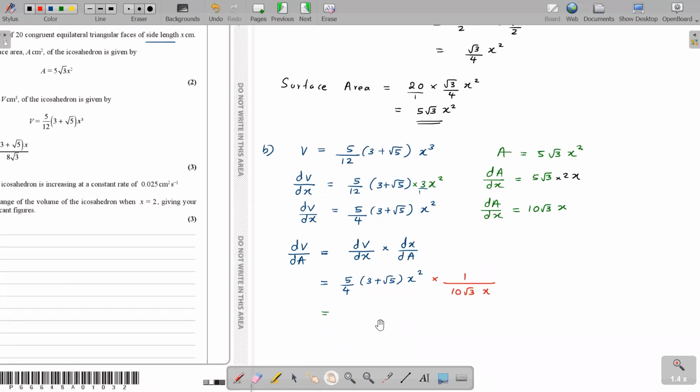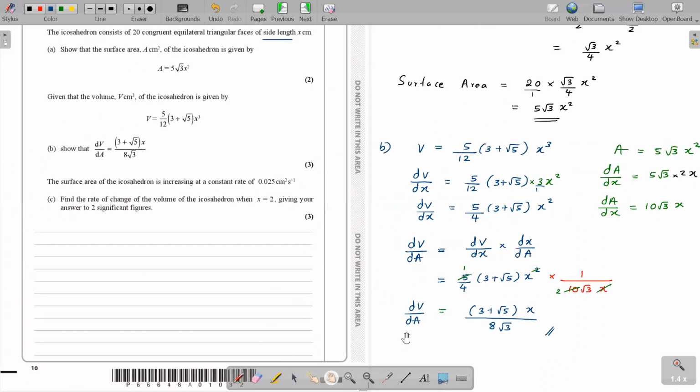So then I can cancel out x over here, right? 1x would cancel out. And 5 and 4 also cancel out: 5 times 1, 5 times 2. Then we get to show that quite nicely. 3 plus root 5 x remains on top. At the bottom you have 4 times 2, the 4 multiplies with this 2 to give you 8, and there is a root 3 at the bottom. So this is our dV by dA, which is exactly what we wanted to show. Okay, do you understand?